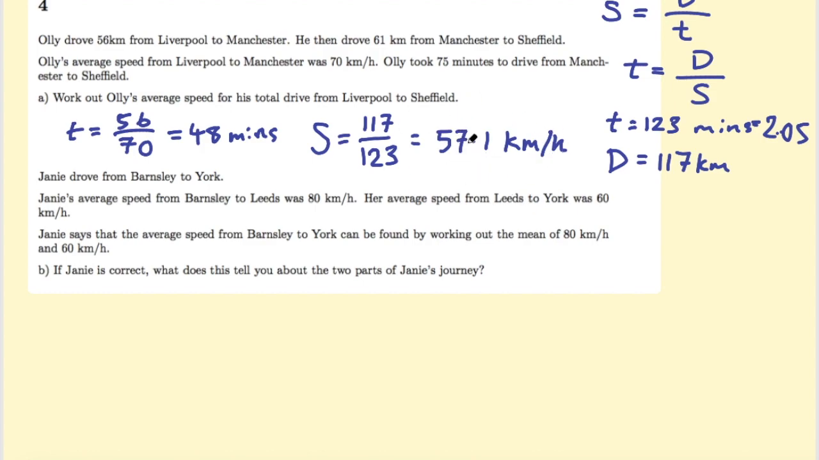And you could leave it like that. You could round it to 57, and the examiners were accepting anything from 57 to 57.1. So that answer there is fine.